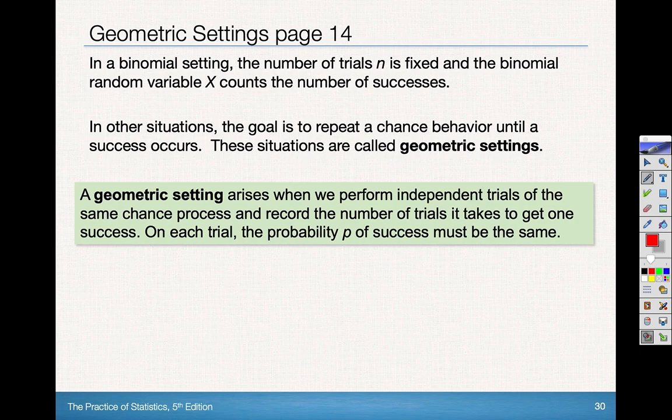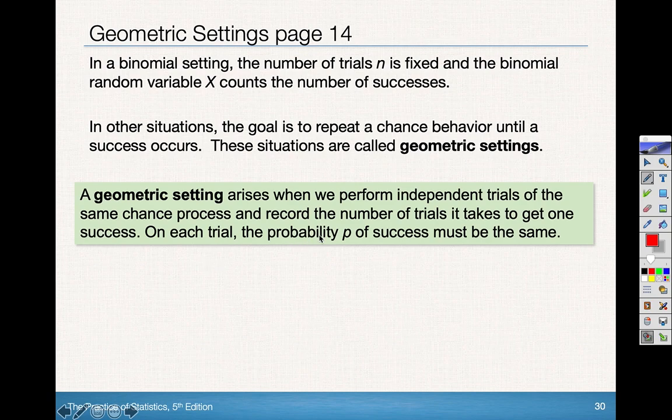There is one more distribution in section 3 that you can't go home without seeing. It is very simple. It is the geometric setting. In a binomial setting, the number of trials is fixed, right? BIN, fixed number of trials, n. The geometric setting is used to answer one and only one type of question. In other situations, the goal is to repeat a chance behavior until your first success occurs. A geometric setting arises when we perform independent trials of the same process and record the number of trials it takes to get one success.